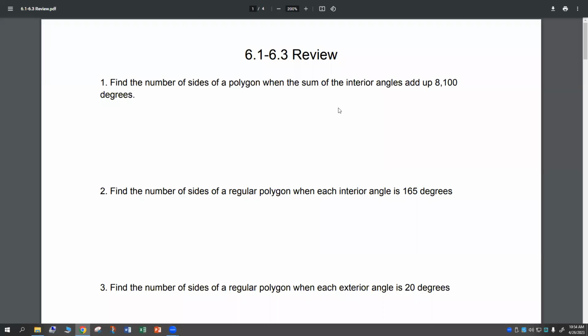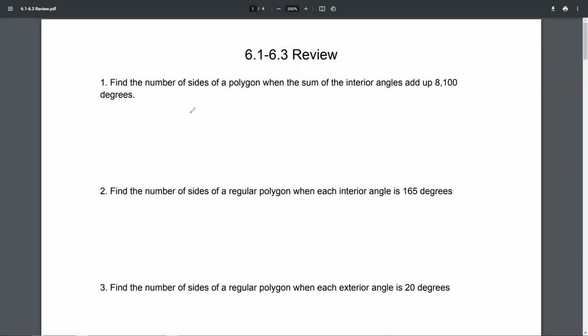Okay, this is the review for 6-1 to 6-3. So number 1, 2, and 3 are all about finding the number of sides a polygon has. Number 1 is find the number of sides of a polygon when the sum of the interior angles adds up to 8,100 degrees. So the sum of the interior angles is going to be 180 times n minus 2.